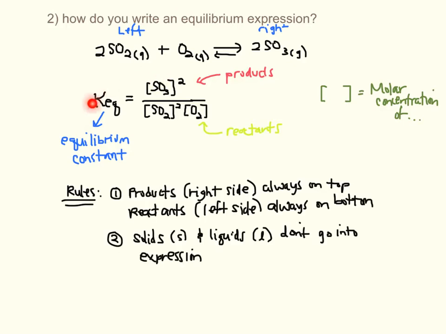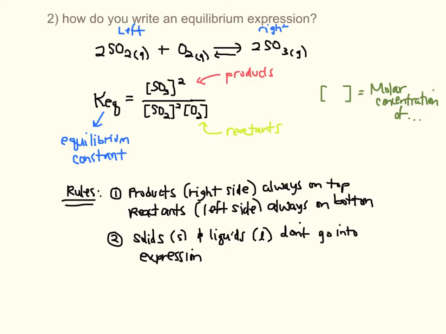All right, so when you're writing an equilibrium expression for a reaction, there are a couple of rules. So again, the first rule is that your products, whatever's on the right side of the equation, you're going to put on the top of your ratio. And the reactants, whatever's on the left side, will go on the bottom. Make sure you put them in brackets and you raise them to their stoichiometric coefficients. The second rule is that anything that's a solid or a liquid, so you've got to pay attention to these little subscripts here, if there's ever an S or an L, you do not put them into the equilibrium expression.